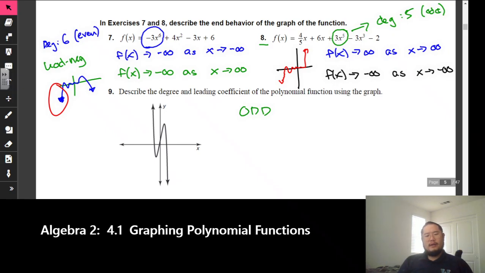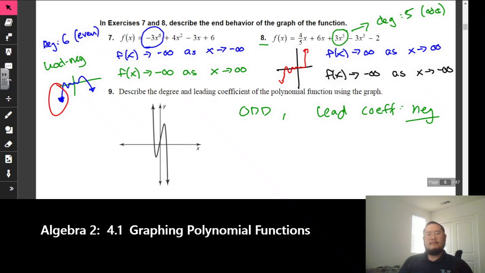However, it's going to positive infinity first. From the left, it's going to positive infinity. To the right, it's going to negative infinity. So what that should tell me is that my coefficient, that right there, is negative.